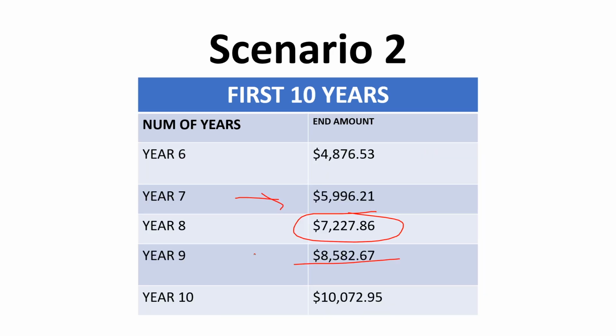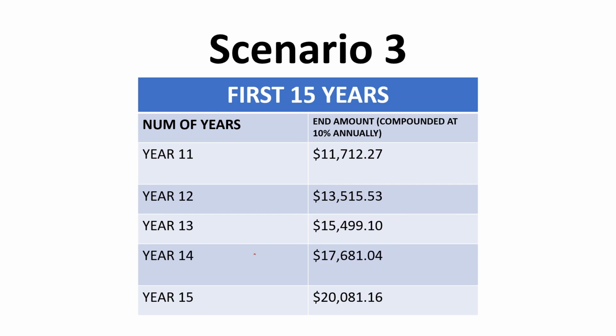We end year 10 at $10,072. And again, this is not where compound interest has worked to the best of its ability. Now, end of year 11, $11,712.27. End of year 12, $13,515.53. End of year 13, $15,499, almost $15,500.